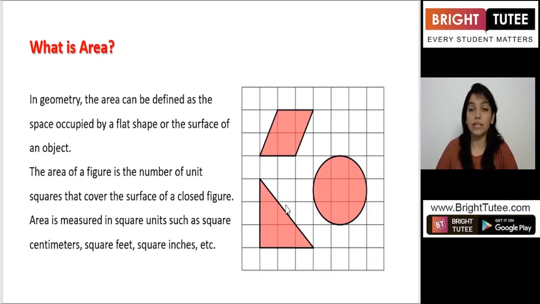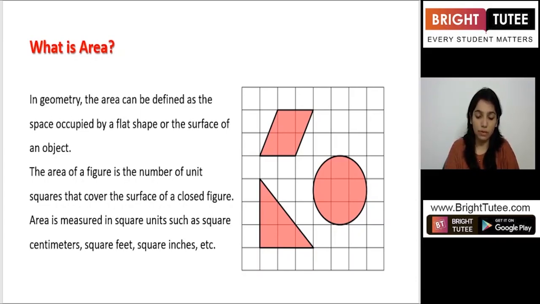Here you can see small squares on which these flat figures are made. So area is basically when we divide a flat shape into small squares, and the total number of squares is the area of that shape. Usually, when you write down the area, it is measured in square centimeters, square feet, square inches, etc.